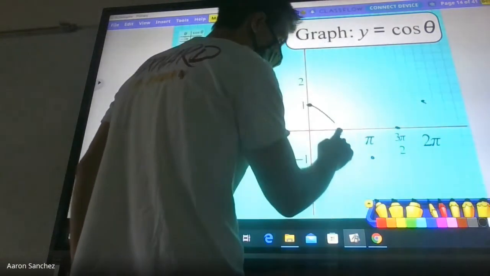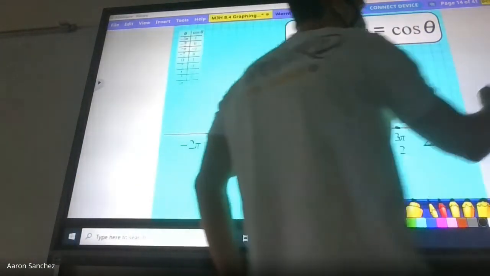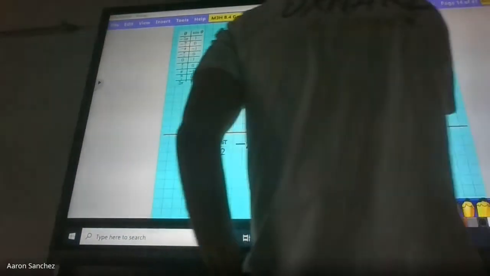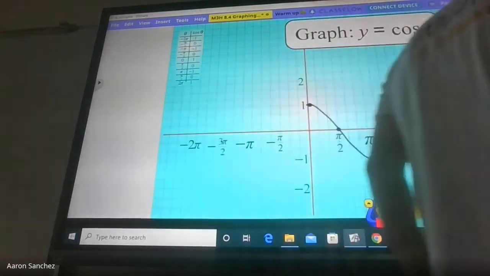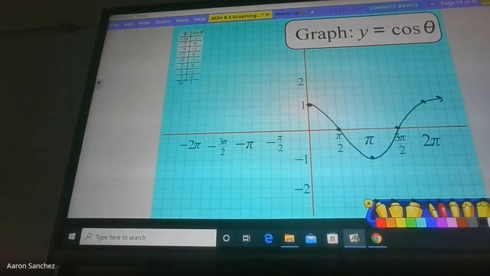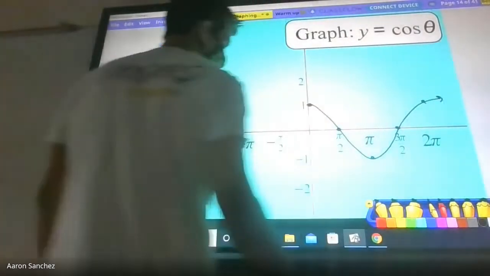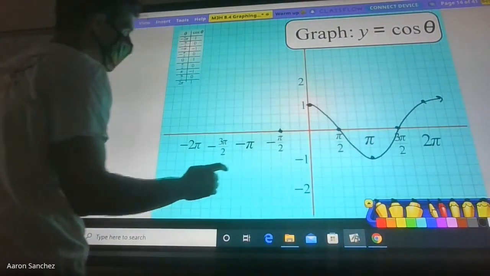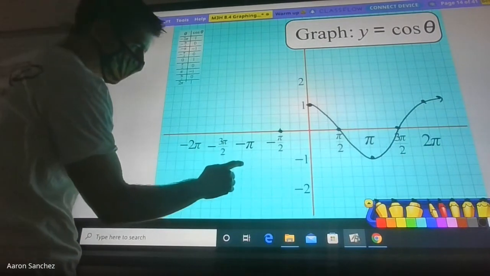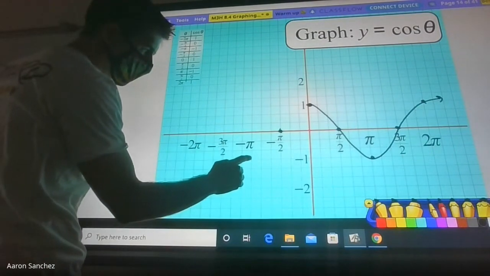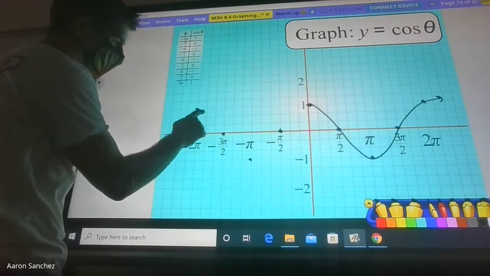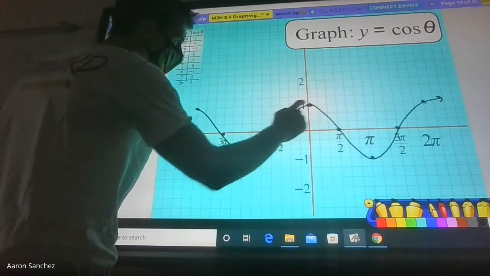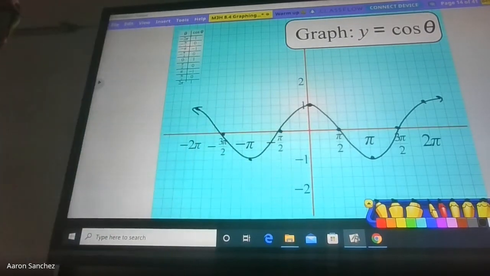Make sure it's curvy. Connect the points. Make sure you put an arrow at the end. And then negative pi over 2 is 0. Negative pi is -1. Negative 3 pi over 2 is 0. Negative 2 pi will be +1. Make that curvy. And there's y equals cosine theta.